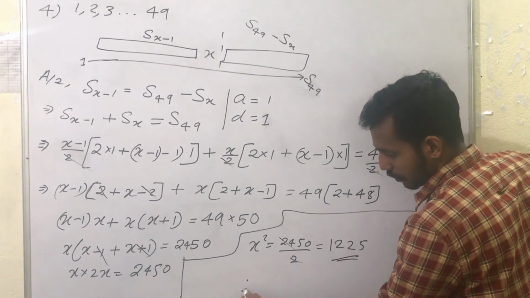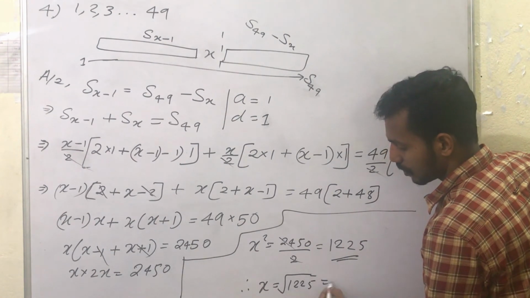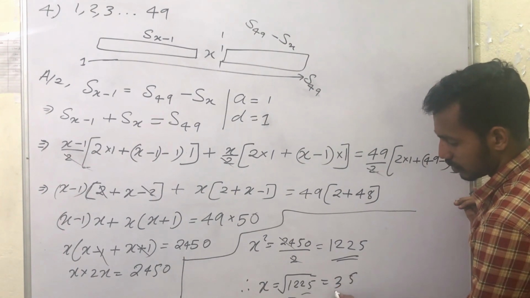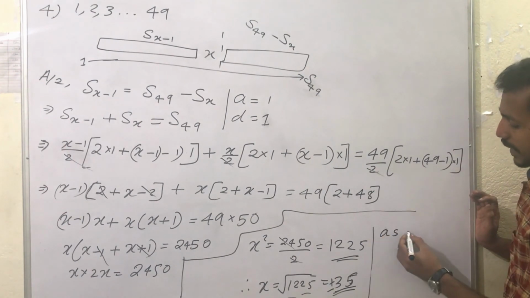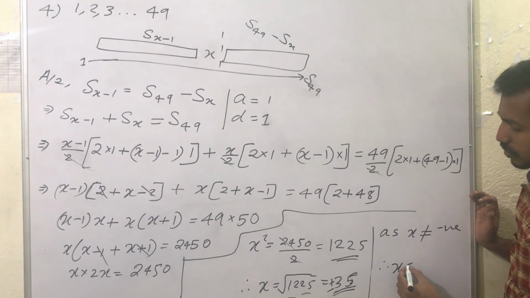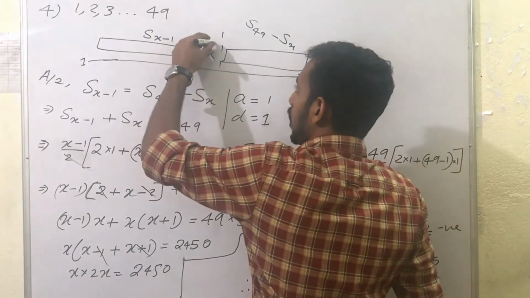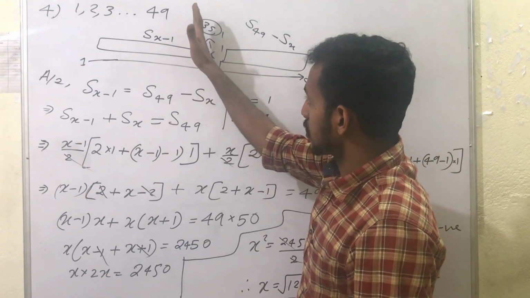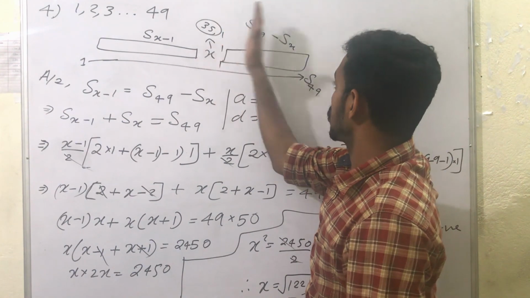Therefore, x equals square root of 1225, which is equal to 35. Sorry, plus or minus 35. As x cannot be negative, because x is the number of a house, it cannot be negative. Therefore, x equals plus 35. That is the value. So here it is 35 that we will get. So the sum of the first 34 terms will be equal to the sum of the 36th to 49th terms.